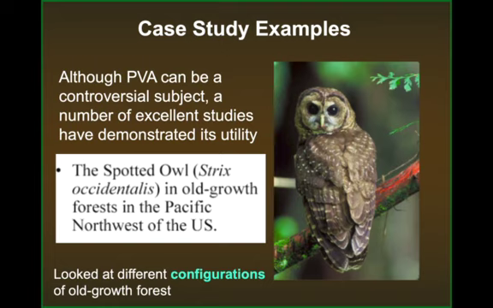This was a really big conservation issue in the 1980s, and a lot of work was done to determine basically how dependent the spotted owl was on old growth forest in the Pacific Northwest of the US. In particular, in the examples I'm going to show you here, they looked at different configurations of old growth forest, different arrangements of how clumped it was versus how fragmented it was.